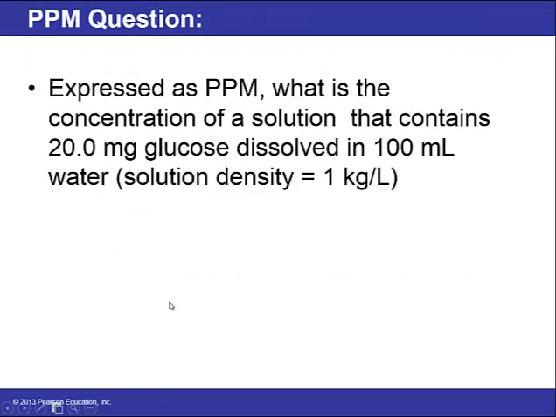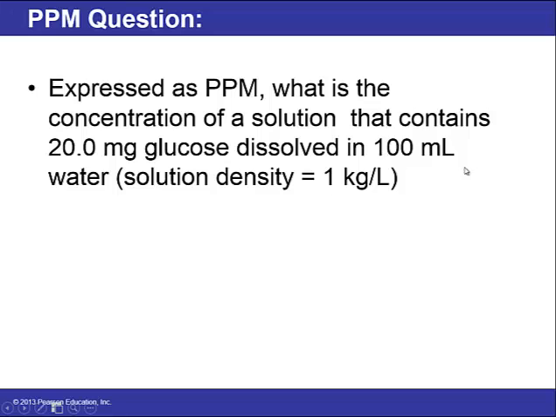So here's a question to try to practice. If you have something that's expressed as parts per million, what would be the concentration of the solution that contains 20 milligrams of glucose dissolved in 100 milliliters of water? And our solution density is going to be 1 kilogram per liter, so that we can substitute in here. Well, we know that 1 part per million solution is 1 milligram in 1 liter. So that's really what we need to get our concentration in. We need it in milligrams per liter, right?